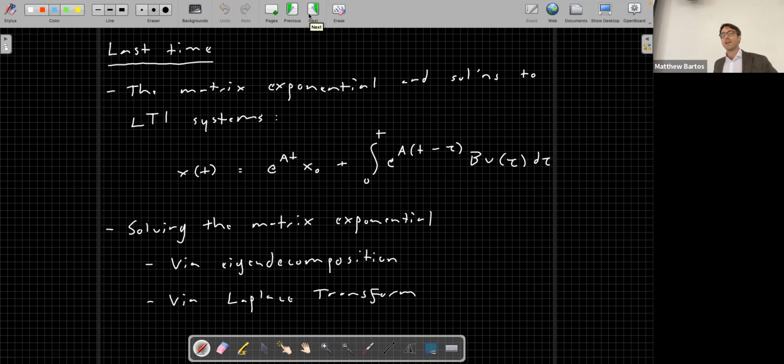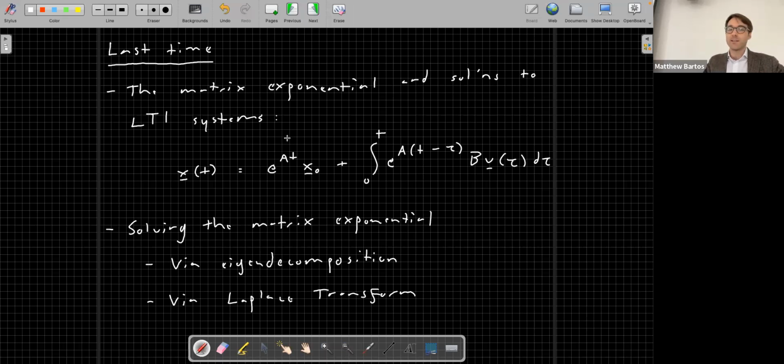Okay, and we took this concept and we showed how we could apply it to solve LTI systems of ordinary linear differential equations. We showed the general form of the solution for LTI systems. In brief, it was almost exactly the same as the solution for a scalar LTI system, except in this case, our solution x of t is a vector, our initial condition x naught is a vector, our inputs from time 0 to time t are also vectors, and A and B are matrices, right? So it's essentially a matrix version of the complete solution to a LTI system.